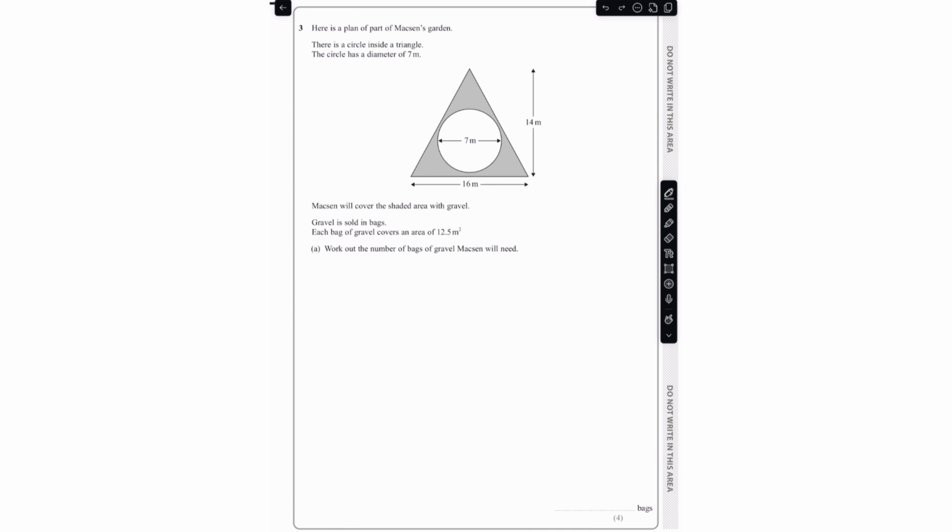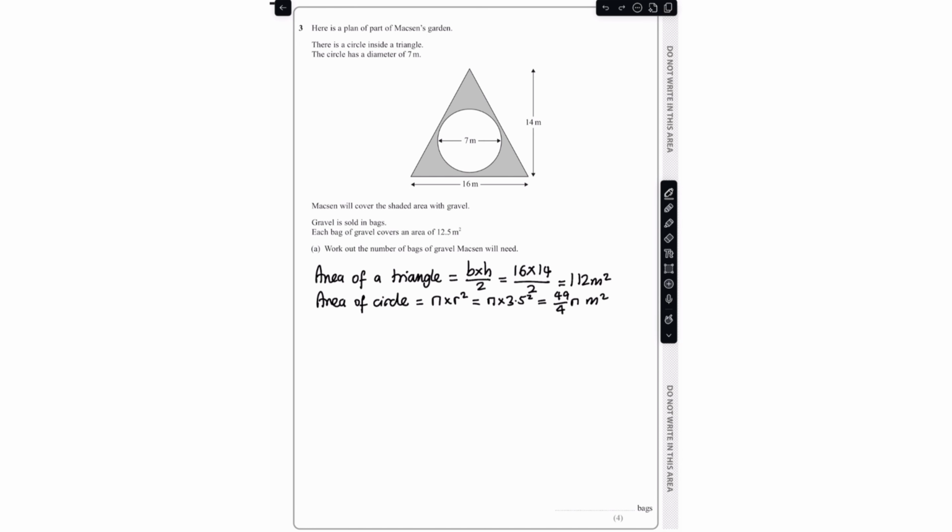So the first step is to obtain the area of this triangle, and remember that the area of a triangle equals the base multiplied by the height divided by 2. So in this case, that's going to be 16 multiplied by 14 divided by 2, and that gives you a value of 112 meters squared. The next step is to obtain the area of the circle, and remember that the area of a circle equals pi times r squared. Given that our diameter is 7 meters, the radius is half of that, which is 3.5. So that's going to be pi multiplied by 3.5 squared, and that gives you a value of 49 over 4 pi meters squared.